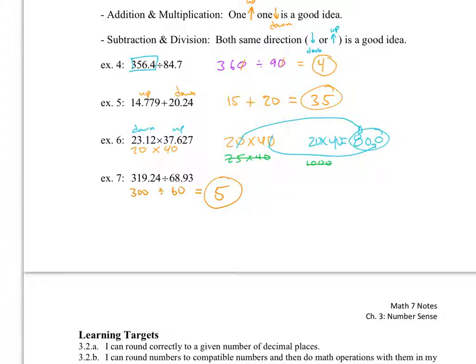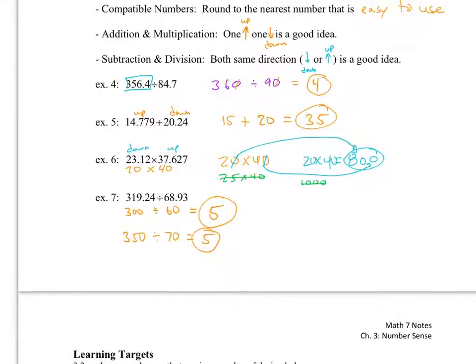So that works. Could we have gone up? Yeah, we could have gone up to 350 and 70. Round them both up. And 7 fits in there 5 times. So again, I got the exact same answer, and I just rounded a little differently. So either way, as long as you keep both up or both down for division and subtraction.